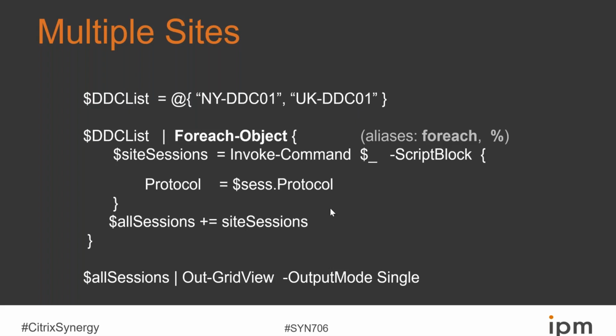The first time through the loop, it will replace this placeholder, the $_, with the New York DDC01, and the second time through the loop, it'll replace it with UK DDC01. Now, the session list that is returned from the invoke command, we then simply add those sessions to another PowerShell variable called all sessions, which will contain the list of all the sessions from all of our sites. All we need to do is pass that all sessions variable to Out-GridView, and then display that list.